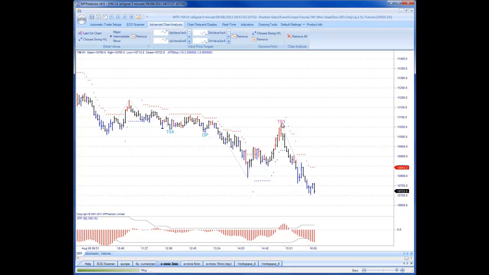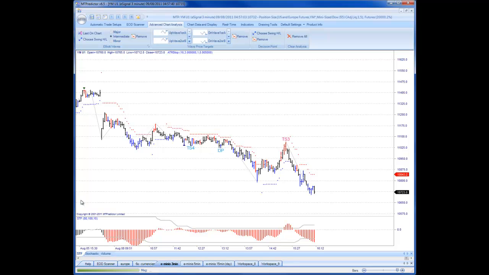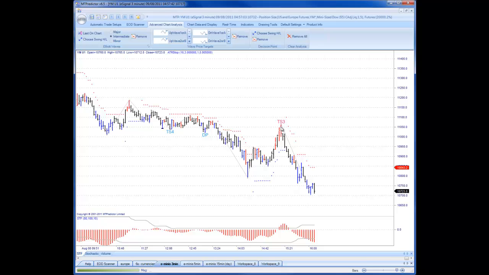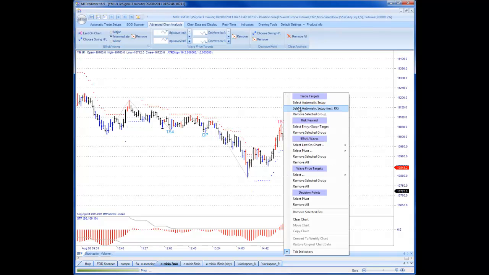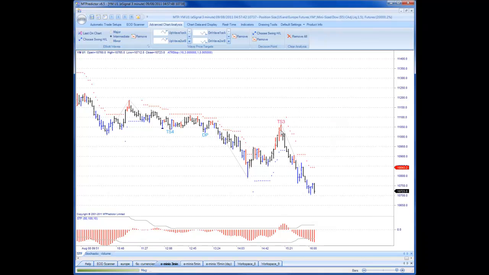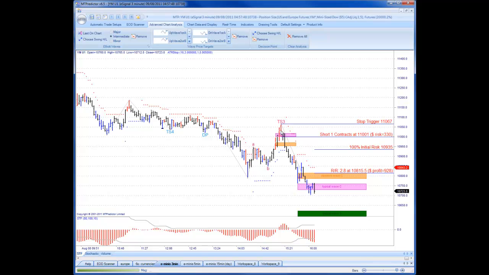You can see we had a TS3 sell here. So these buy signals were against the larger degree downtrend, therefore we want to be avoiding them. So on the YM, if we look at yesterday, the only sell setup we had was a bit later in the day here. If I right mouse click, select automatic analysis, put the analysis on, you can see we had a very nice profitable trade of plus 2.8R.